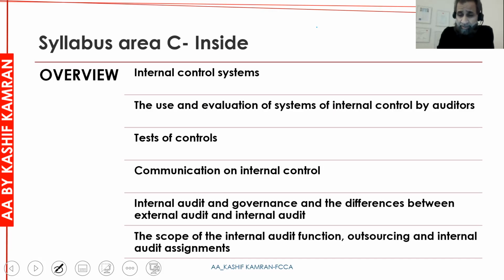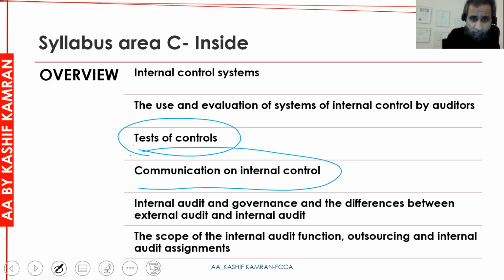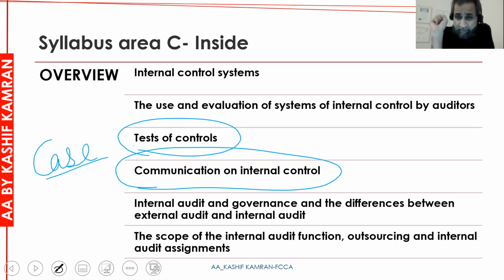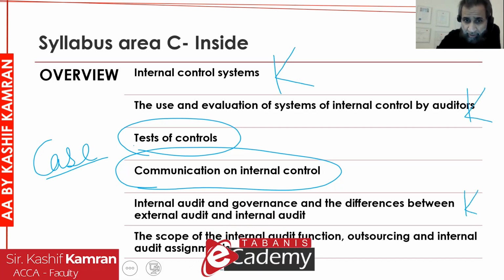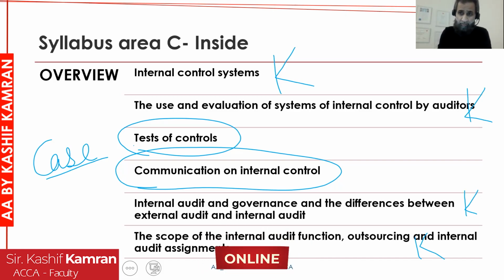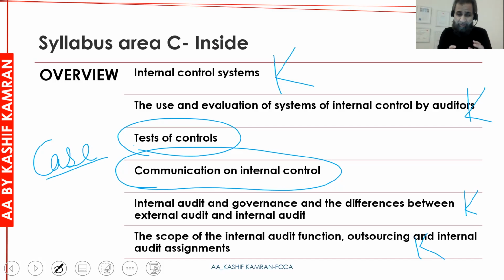The scope of internal audit function is again a knowledge area, then outsourcing of the internal audit function, and internal audit assignment. If you look at these 6 areas, particularly test of controls and communication on internal control, these are areas where you need to look into a case study. So these are more application areas. The rest of the areas, I'm writing the word K, knowledge. These are all knowledge areas. Four syllabus areas go with the knowledge element, and 2 syllabus areas go with the element of application.